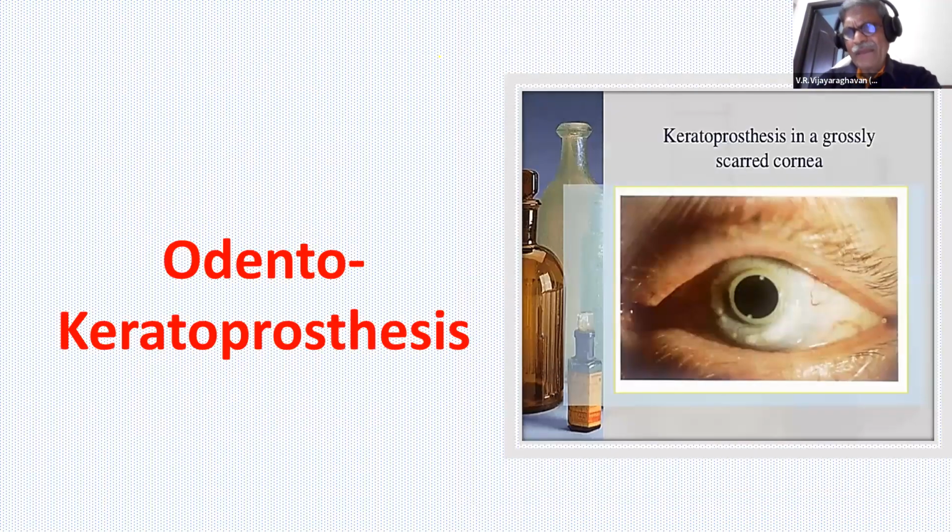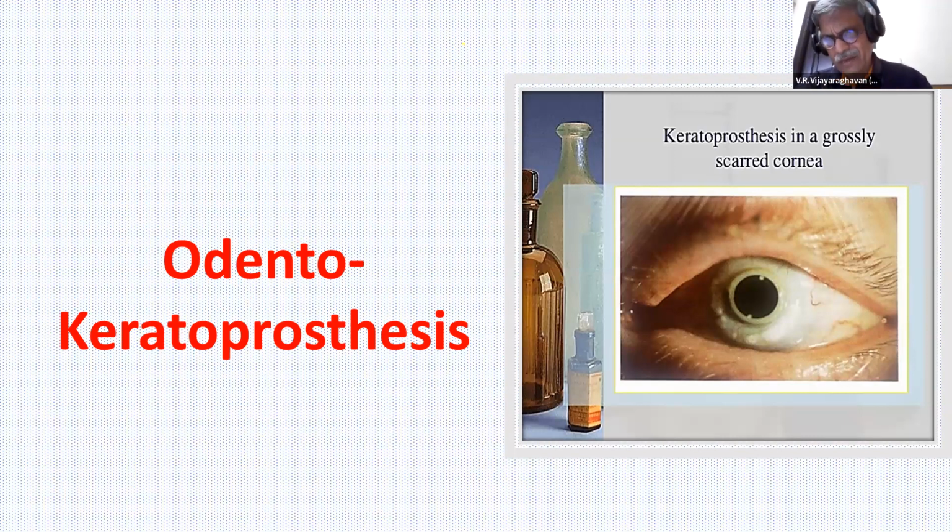Sometimes the cornea is opaque, but the vision is there for the patient. Vision is there means the retina is functioning, but the cornea is opaque, so you cannot see. In that case, keratoplasty, that means corneal transplantation, can be done. But corneal transplantation has a very poor prognosis because of intense vascularity. So naturally, the corneal transplantation will fail.